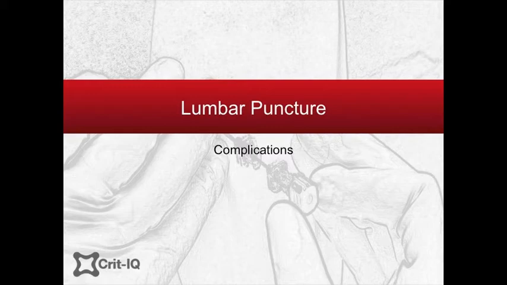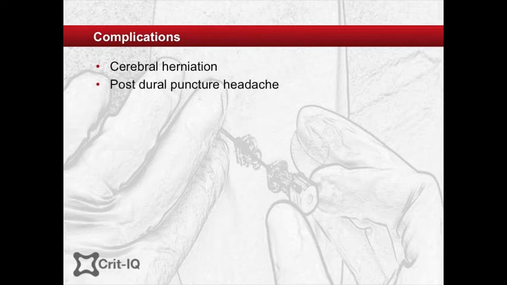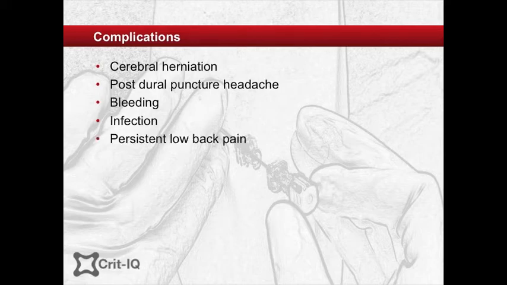In previous videos, we have reviewed the indications, contraindications, method, and analysis of CSF in lumbar puncture in the critical care. In this video, we will review the important subject of complications of lumbar puncture. Complications of lumbar puncture include the following: cerebral herniation, post-dural puncture headache, bleeding, infection, and lastly, persistent low back pain.